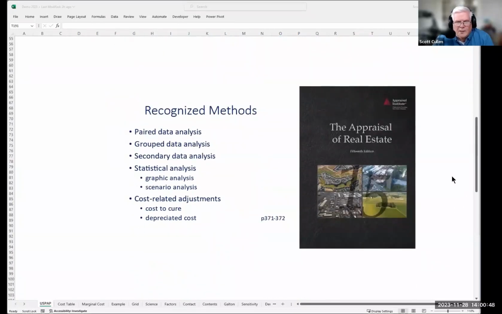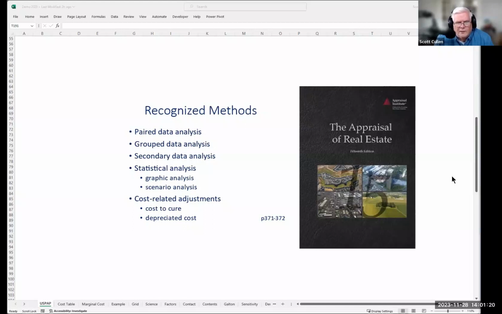Now, the recognized methods are not contained in USPAP. They are contained in a book called The Appraisal of Real Estate, 15th edition, among other sources. What The Appraisal of Real Estate talks about is paired data analysis, which we think of as paired sales; group data, groups of sales; secondary data, which is survey data typically; and statistical analysis, including graphics, and we'll be talking a little bit about that.